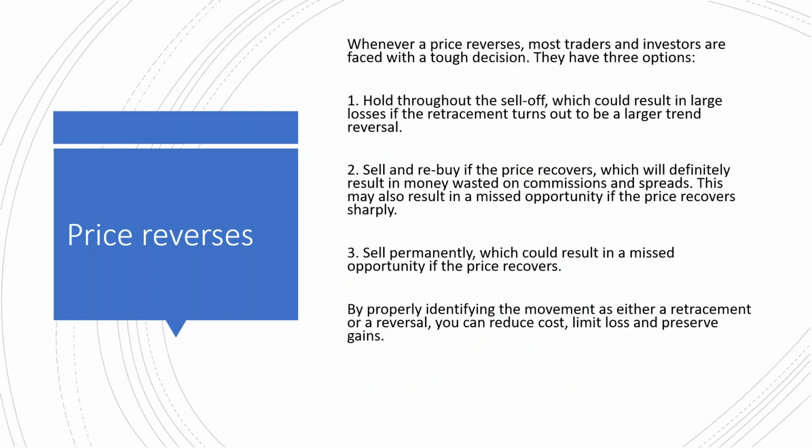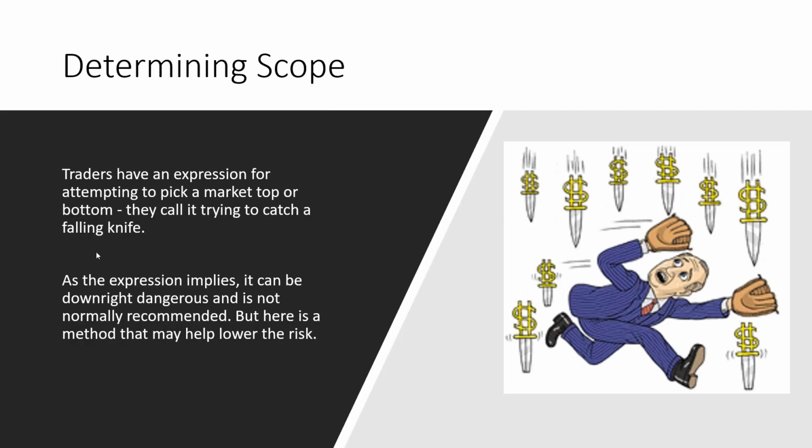So when price reverses, most traders or investors are faced with 3 tough decisions. What are you going to do if you're in the market? You could hold throughout the sell-off, which could result in losses if the retracement turns out to be a larger trend reversal. Or you could sell and then rebuy if the price recovers, which is a big waste of money and points because you might not be able to get right back in where you got out. Or just sell permanently, which could result in missed opportunities. So by properly identifying a movement as either a retracement or reversal, we can reduce costs, limit losses, and preserve gains. So I've got a little presentation prepared for you that'll help.